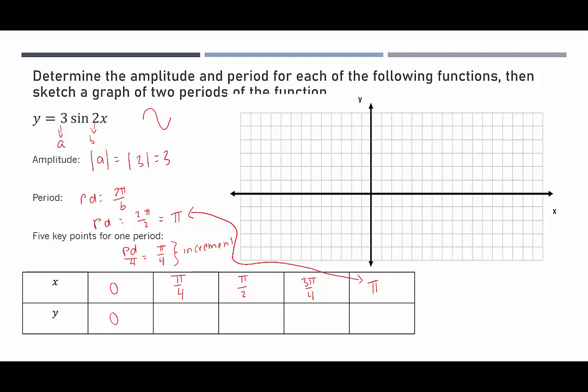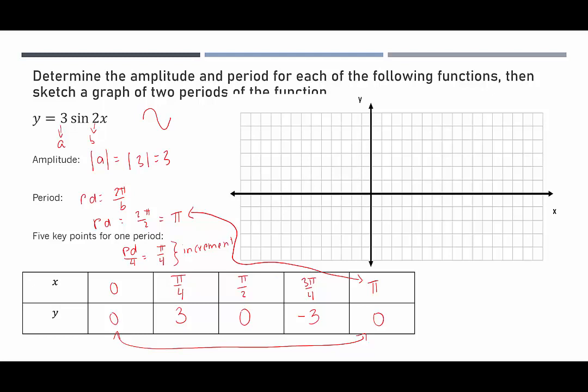Filling in the y's. Normally what a sine graph does is it goes from 0 to 1 to 0 to negative 1 to 0, but we have to take the amplitude into account. So instead of going to 1, at pi over 4, it's going to jump up to the amplitude and go to 3. At pi over 2, it goes back to 0. 3 pi over 4 will go down to negative 3, and back at pi will be back at 0. So another check is that the first y and the last y of any cycle or any period should match. Those should absolutely match.